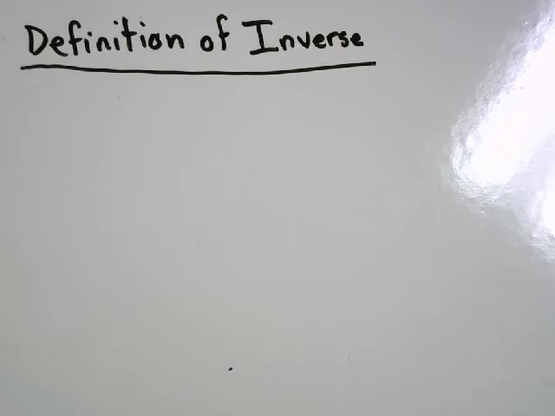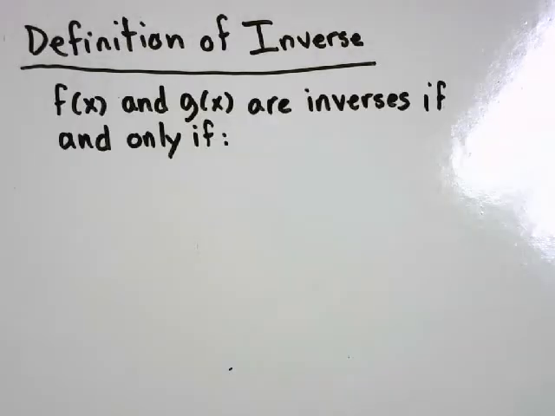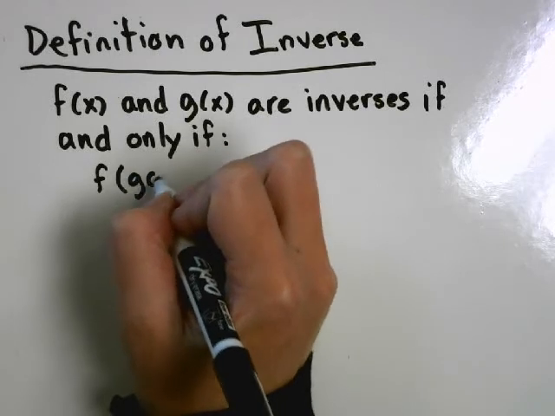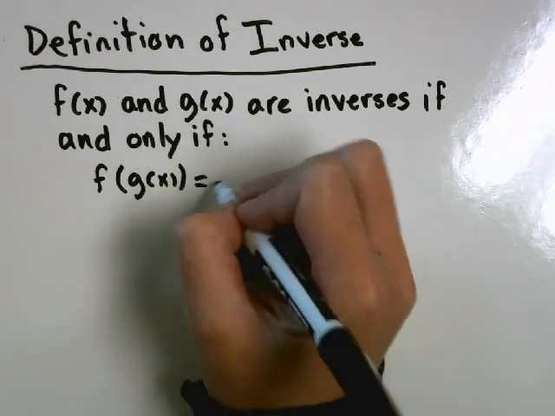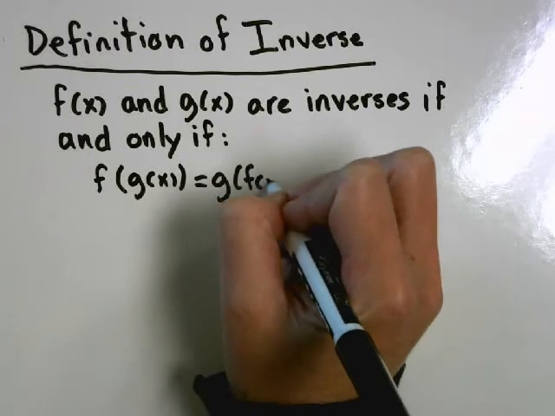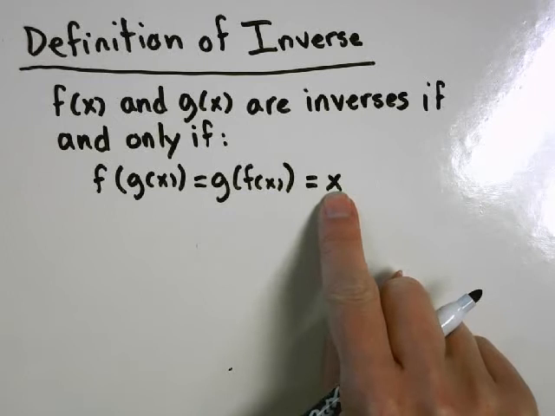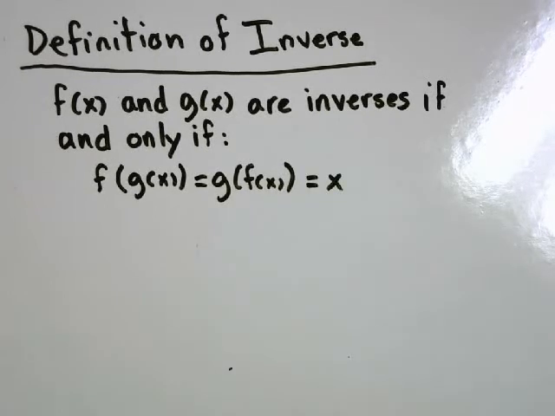Next, we're going to talk about the formal definition of an inverse. f of x and g of x are inverses if and only if the following is true: that the composition of f of g of x and g of f of x is x. If we do the composition, they basically undo each other, then the functions are inverses. If that's not true, then they are not.